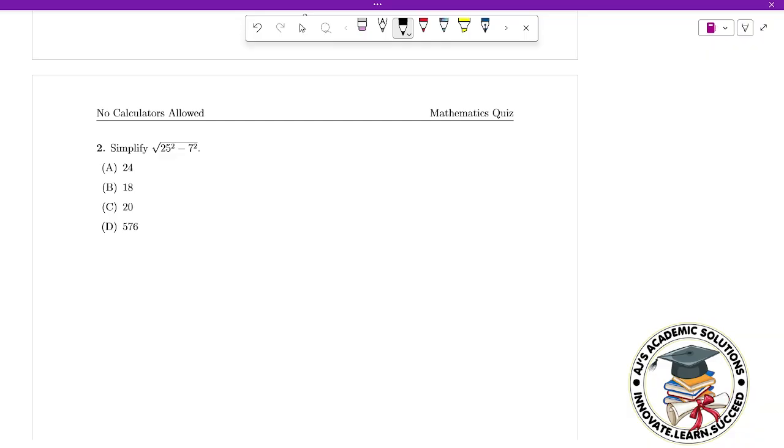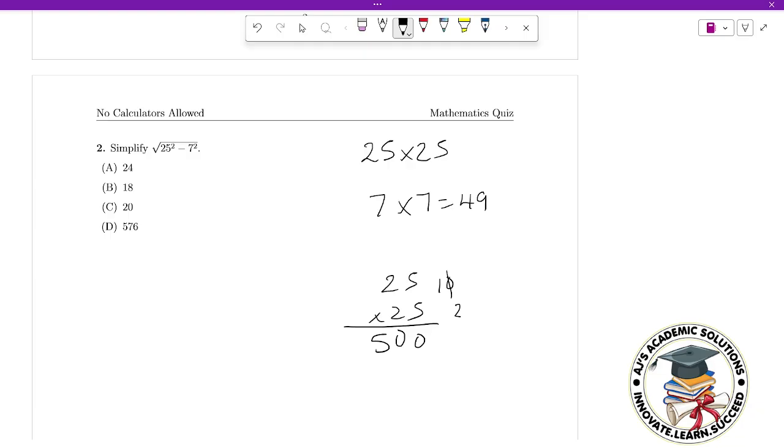Let's now go with 25 times 25, because note that 25 squared means a number multiplied by itself. Then we have 7 times 7, which is 49. So we need to work out this 25 squared here. So 5 times 5 is 25, 5 twos are 10, and 2 is 12. So this is 625. Recognize that this is 25 squared here, and this is 7 squared here.